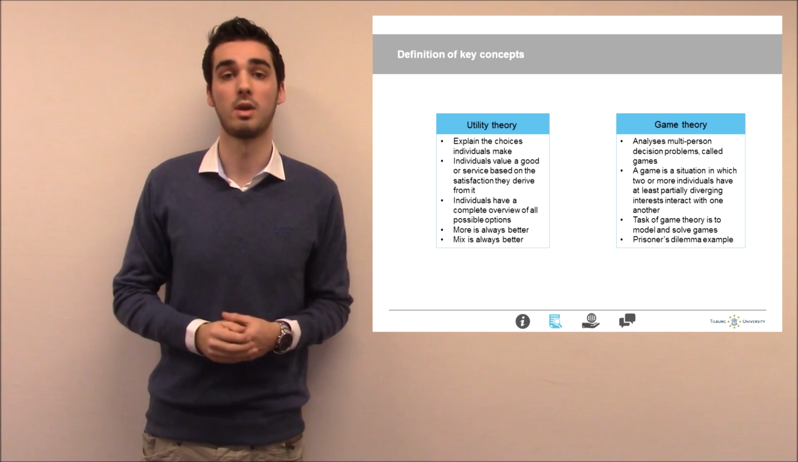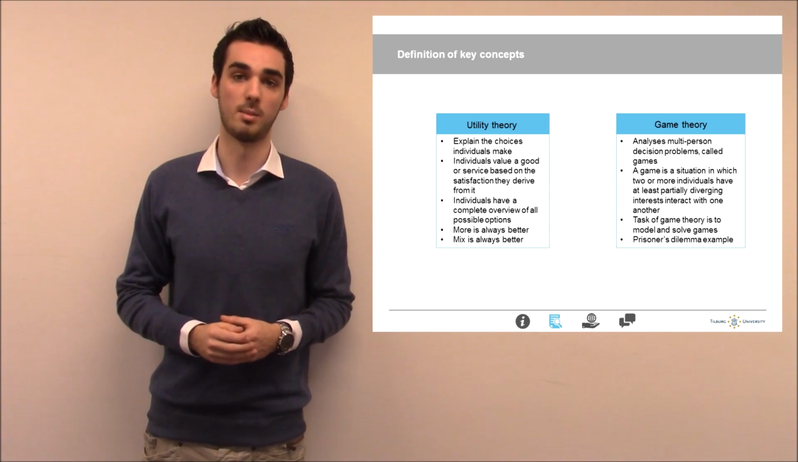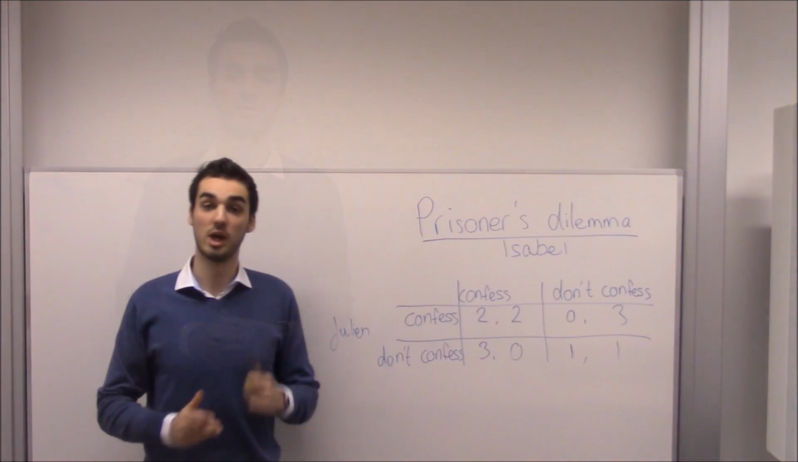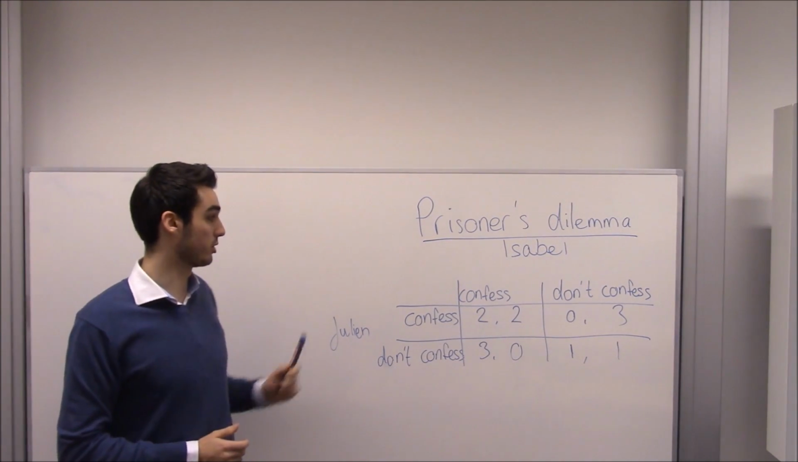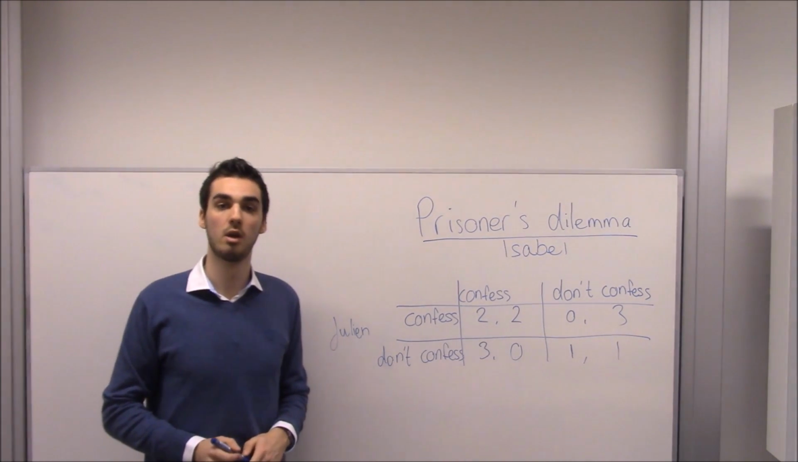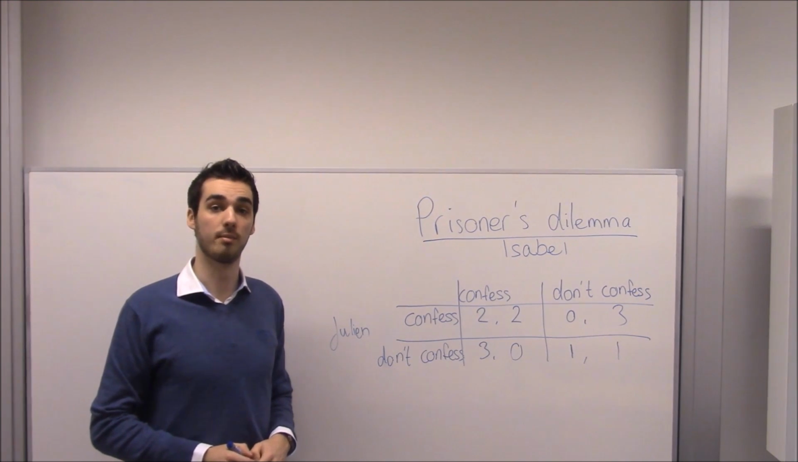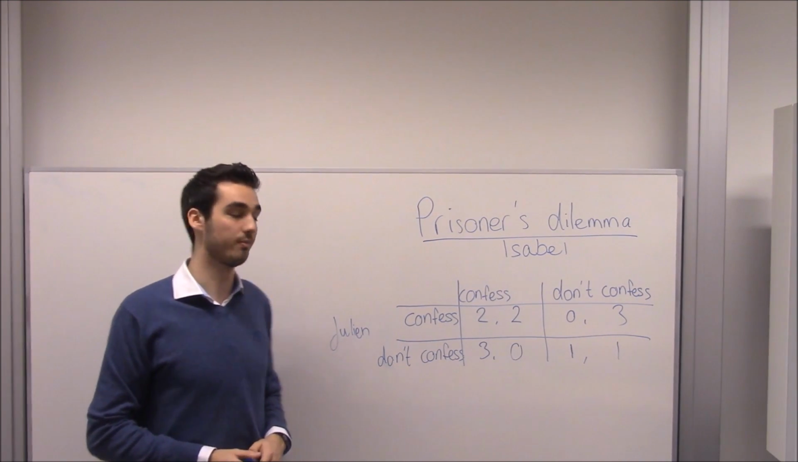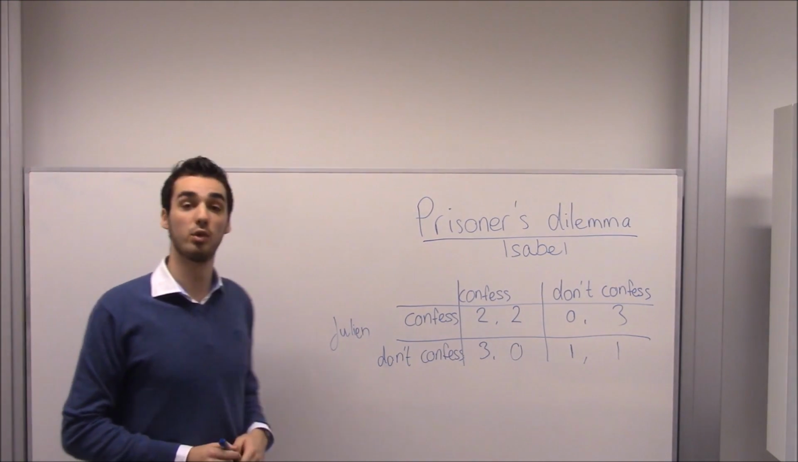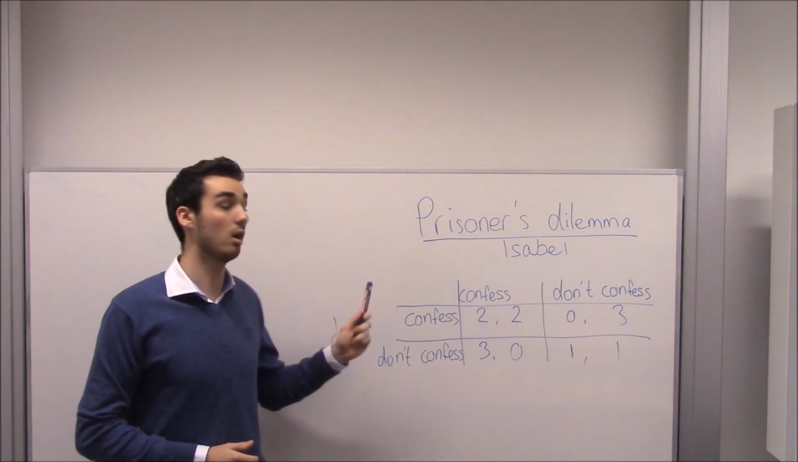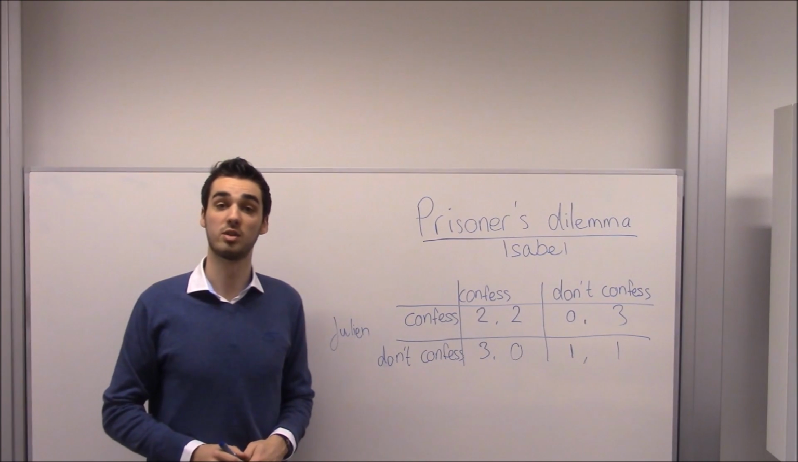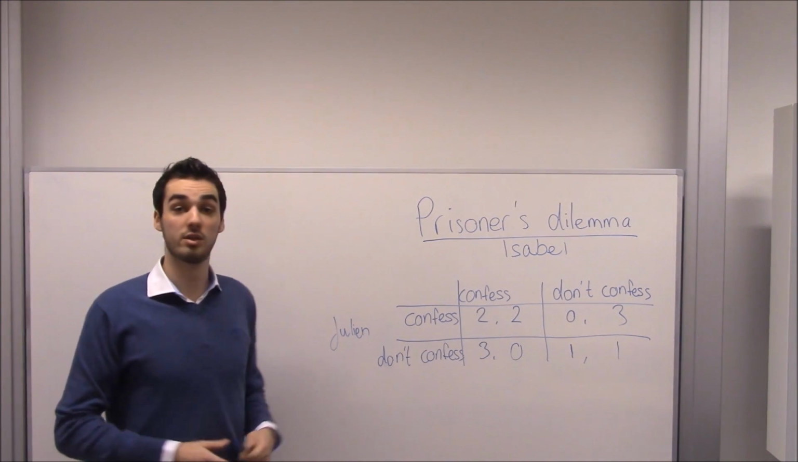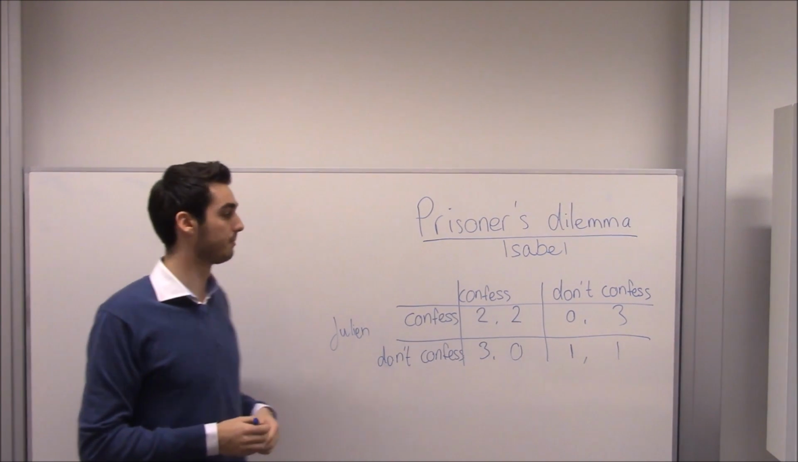We can describe game theory by looking at the prisoner's dilemma example. So now we're going to look at the example of the prisoner's dilemma. We have two persons, Isabelle and Julien. They are both suspects of a crime and they're held at a local police station. They have two options: to confess that the other one has committed the crime, or to not confess at all, which means that they keep silent.